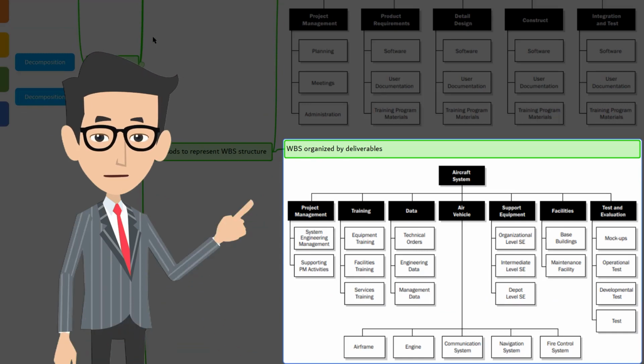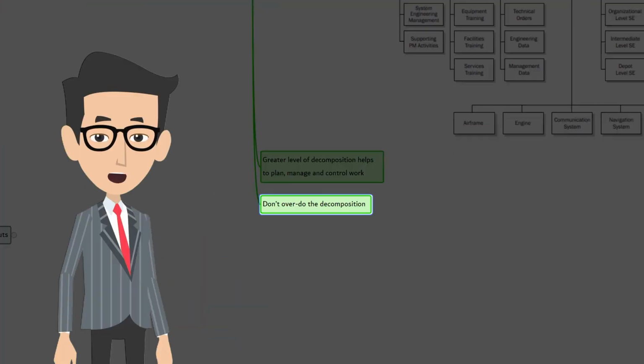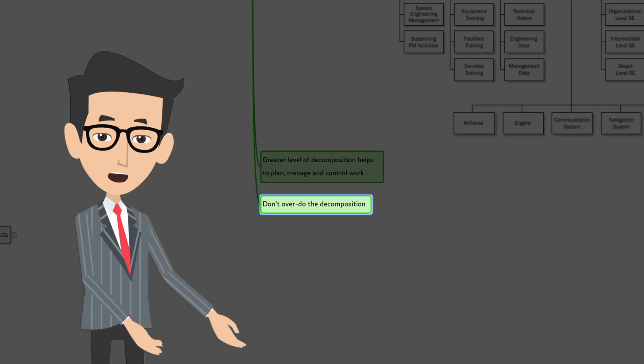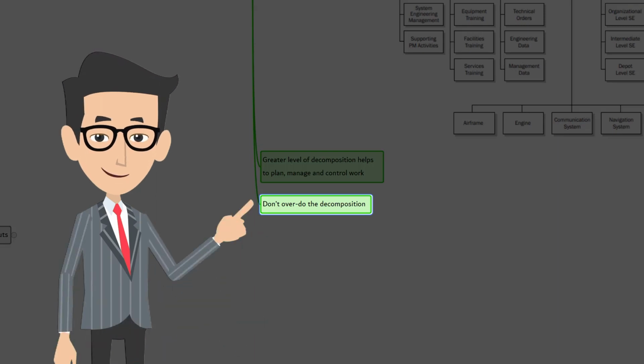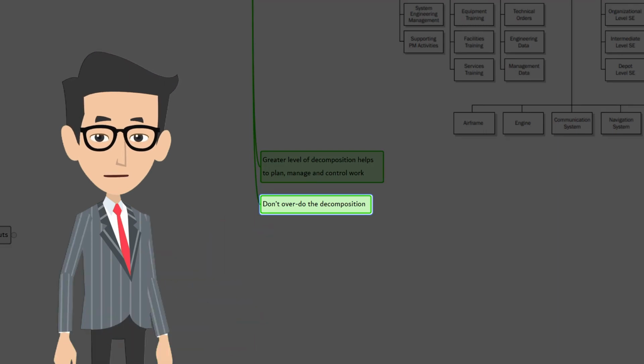WBS components should represent verifiable product, service, or results. Depending on the deliverables, the level of decomposition can be at surface level or at detailed level. Of course, when the project is decomposed to greater level of detail, it aids to plan, manage, and control the work efficiently. However, a word of caution. Excessive decomposition can lead to non-productive management effort, such as inefficient use of resources, decreased efficiency in performing the work, and difficulty in aggregating data over different levels of WBS.